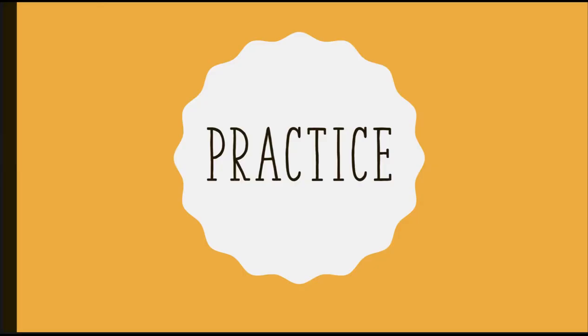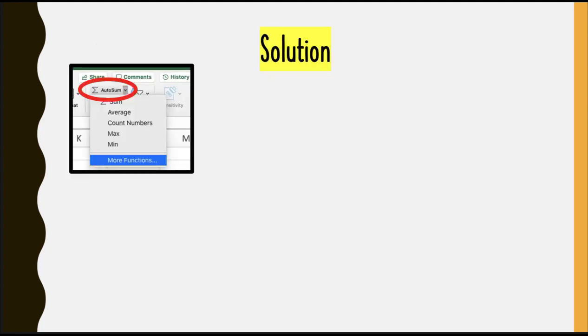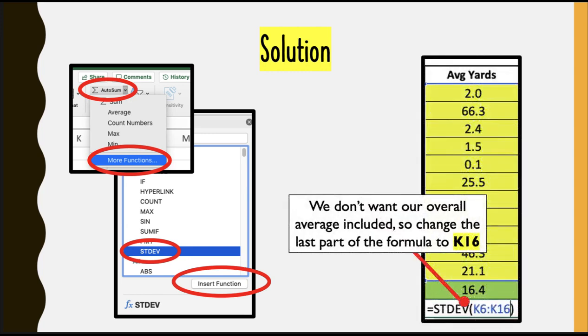Now I want you to do some independent practice. Go ahead and calculate the standard deviation for your average yards. So you could have written that formula or used the formula builder. Here under AutoSum, you just click on More Functions. And then you need to choose standard deviation and Insert Function. And then we don't want our overall average included, so we had to change the last part of the formula to K16.